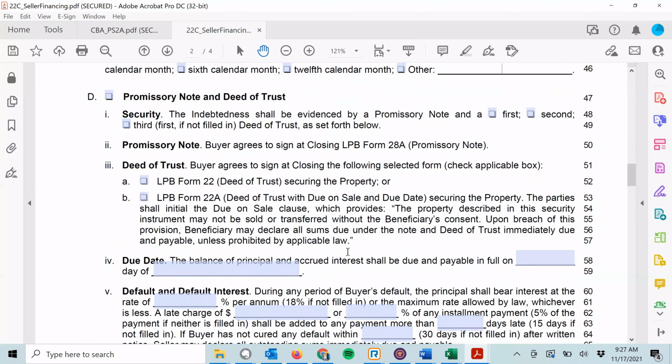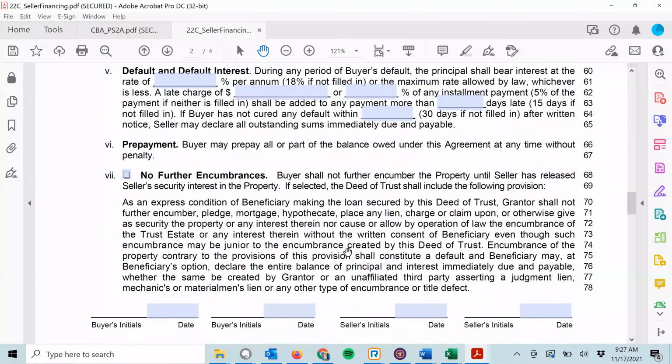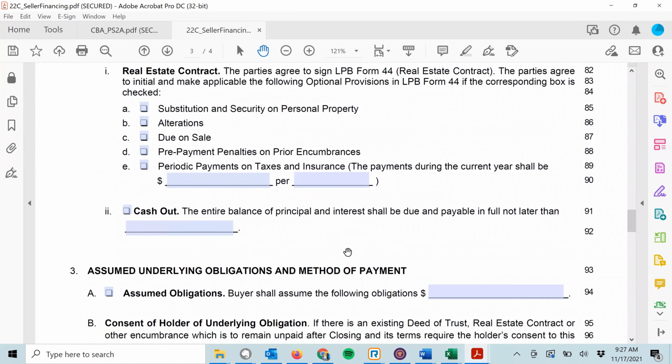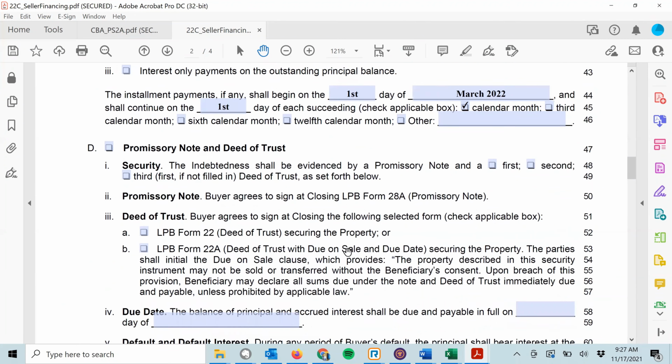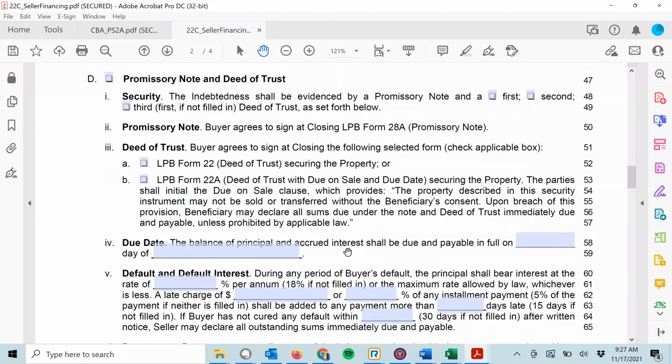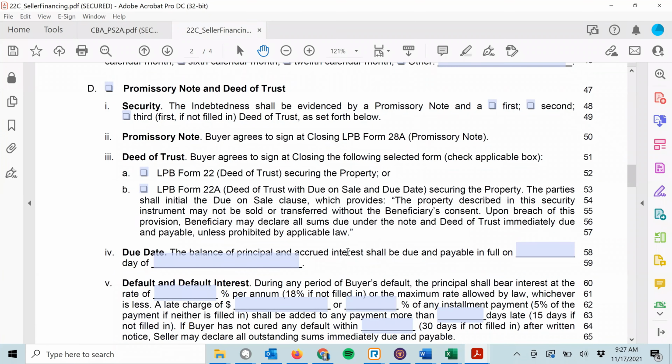Now, this is where you have to decide, are you doing a note and deed of trust, or a real estate contract? You have choices. The safest and most common choice is a note and deed of trust. A promissory note is exactly as it sounds. It's a promise to repay a debt. And then the deed of trust is the security instrument that secures that obligation to the house and creates collateral. The house becomes collateral for, in this case, the restaurant. So promissory note and deed of trust would be the smartest thing to choose.